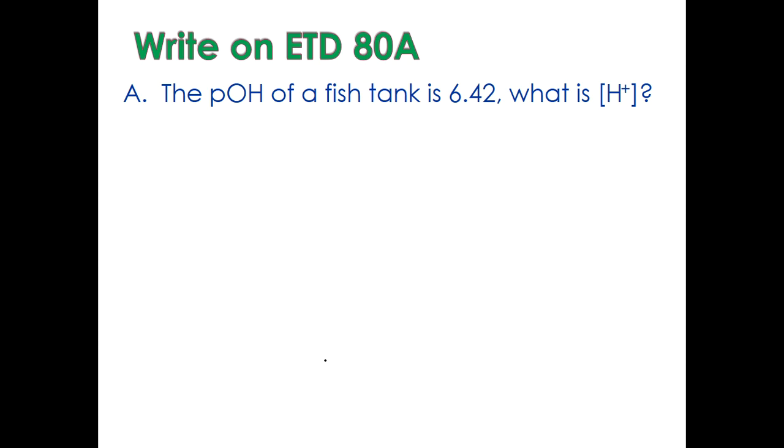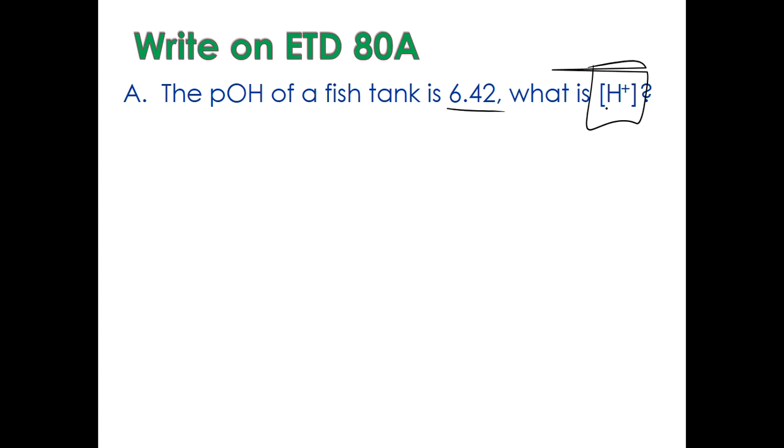So what do I need, right? It wants to know the hydrogen ion concentration. That's what I'm looking for at the end of this thing, right? And then, of course, it's giving me the POH. So I've got a POH of 6.42. Okay, well, I got a P, so I don't need a log, right? So here's how I would solve this, though you can solve them in many ways.